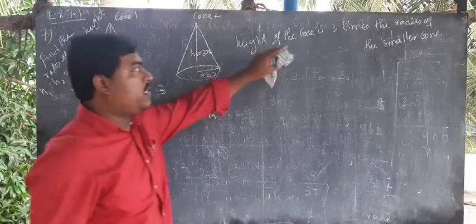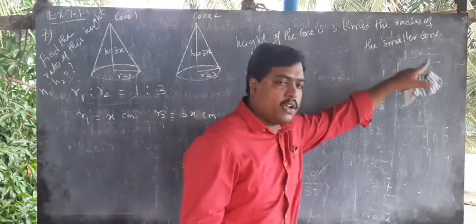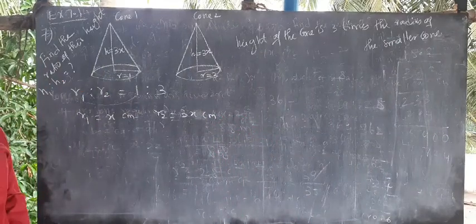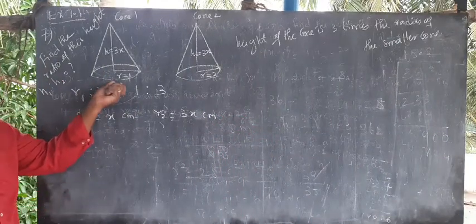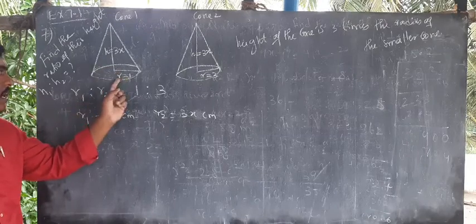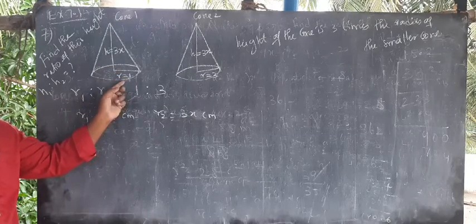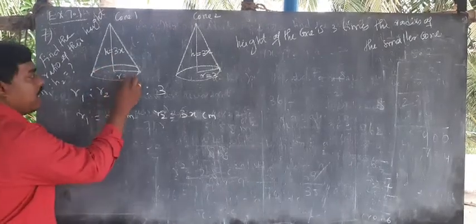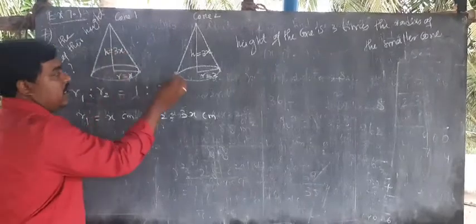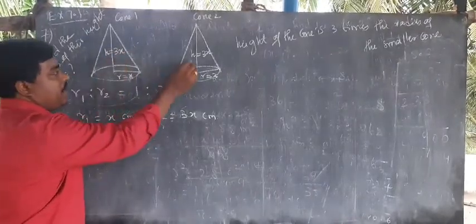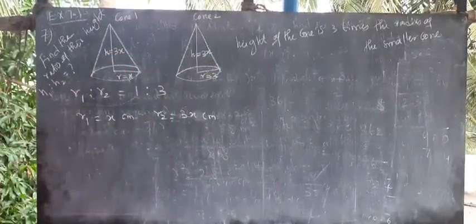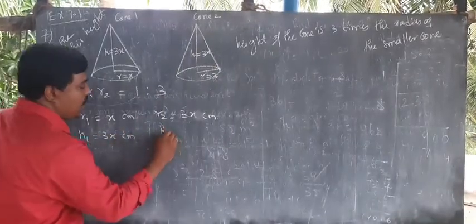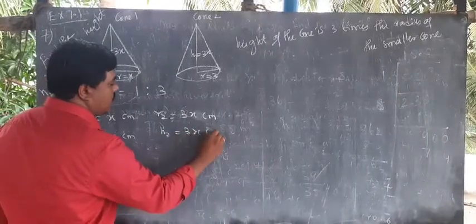The height of the cone is 3 times the radius of the smaller cone. For both cones the height is the same, comparing to the smaller cone. Radius here is x, so 3 times is 3x. The same height applies for the second cone also. So h1 equal to 3x, h2 equal to 3x.